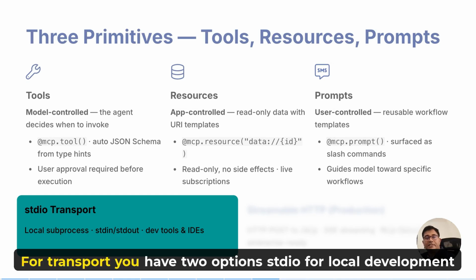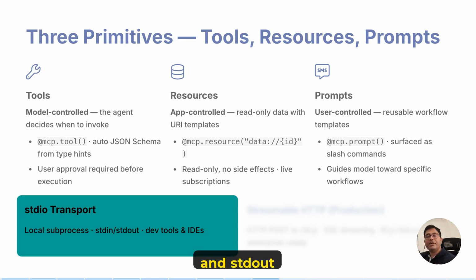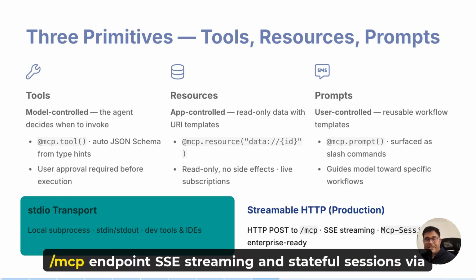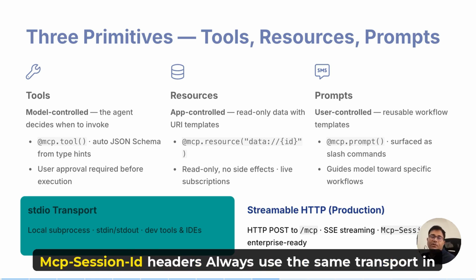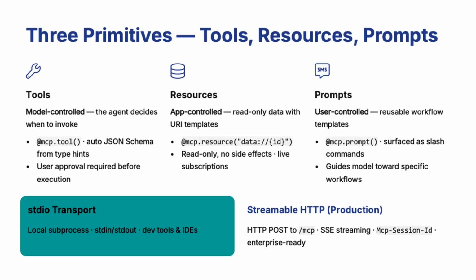For transport, you have two options. Stdio for local development, where the server runs as a subprocess communicating via stdin and stdout. And streamable HTTP for production, with HTTP POST to a single MCP endpoint, SSE streaming, and stateful sessions via MCP session ID headers. Always use the same transport in development as you plan to use in production.